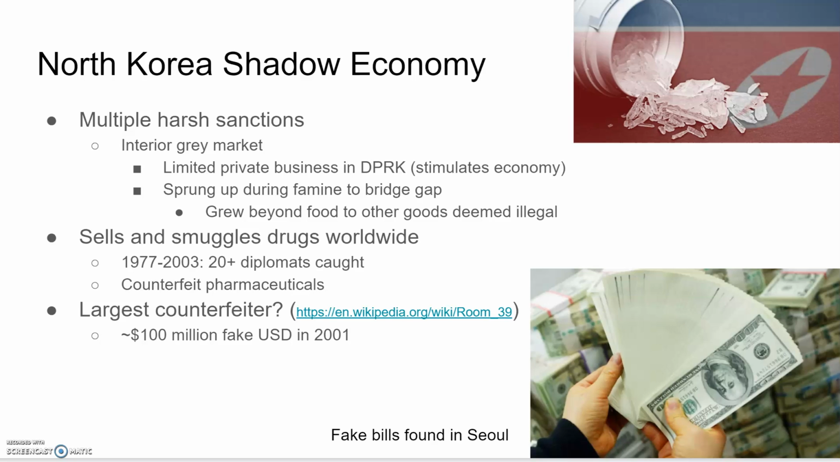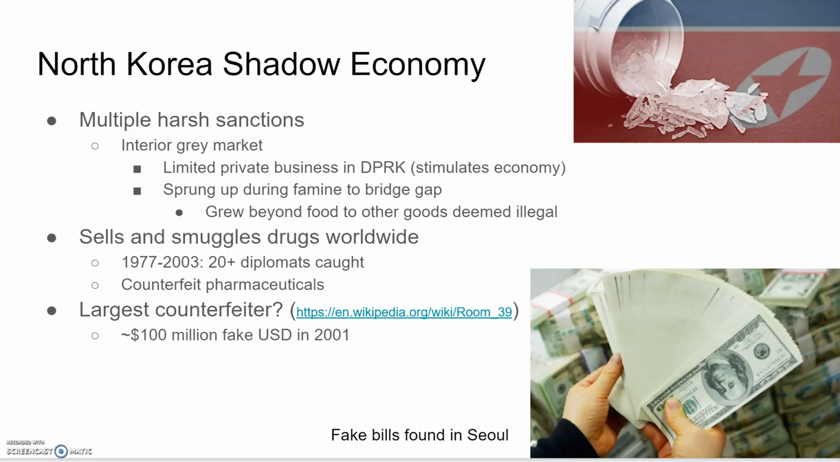And they originally sprung up during the famines to kind of bridge the gap between the food that the government was providing for the population, and it was to try to help feed these people. But it eventually has shifted to not just food, but also these items that are illegally acquired and sold. So maybe electronics or cell phones that are not exactly allowed in Korea.